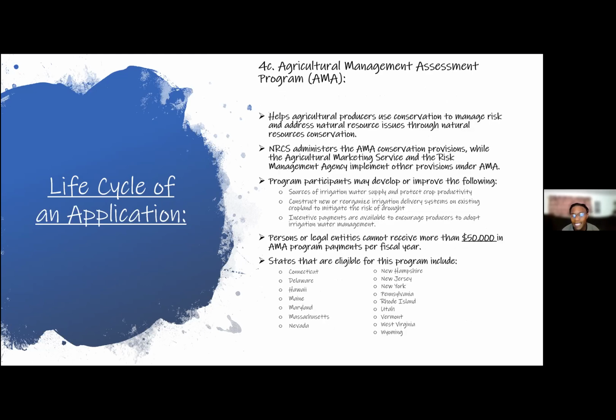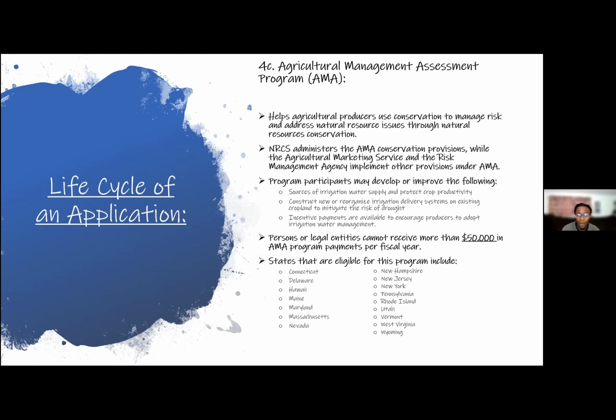And then lastly, we'll go into the Agricultural Management Assistance Program, or AMA. Now this program is more geared toward managing risk. NRCS administers the conservation provisions. So we will provide the plan, do the resource concern inventory, site visits, things of that nature, while the Agricultural Marketing Service and the Risk Management Agency implement other provisions, like providing the funding, and making sure that the practices being installed are actually going to manage that risk on that property.